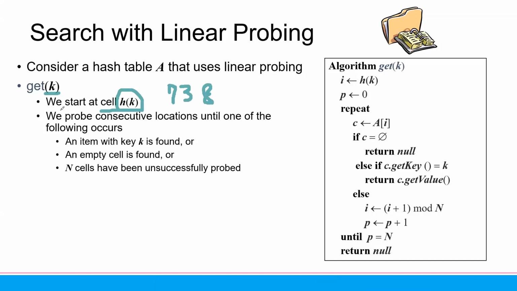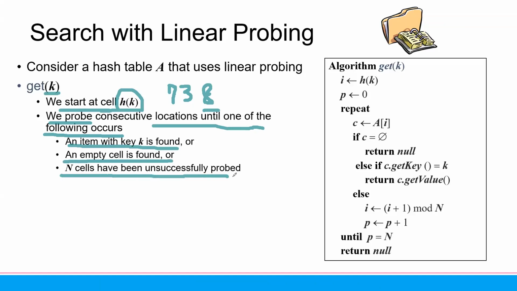So first we need to start with the index 8 and then we probe. So means we go to the next consecutive location until one of the following occurs. So we will go to the next, check, go to the next, until an item with key k is found, or an empty cell is found, or n cells have been unsuccessfully probed.